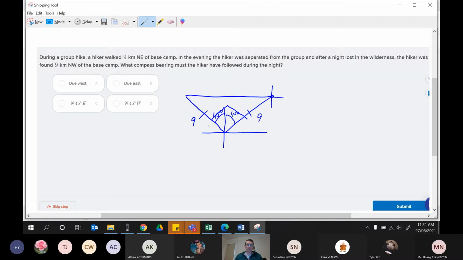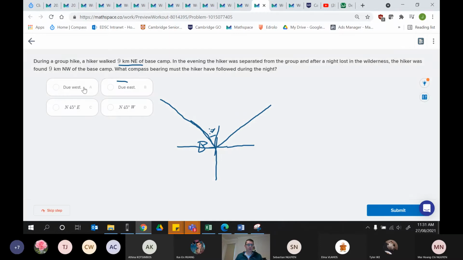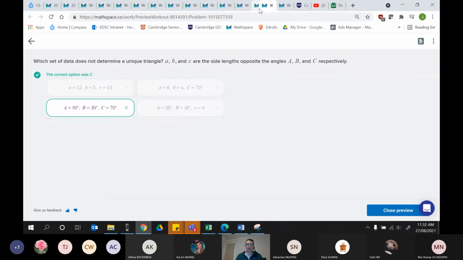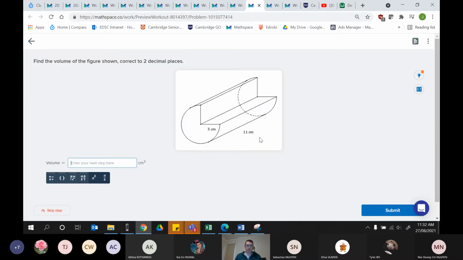Right? So they went from northeast, and in the evening, spread from the group. After a night's loss, the hiker was found there. What bearing must the hiker have followed during the night? Well, he's gone west during the night. So due west. There we go. So due west would be my answer for that one. Any questions, comments? No? Okay, going to move on.